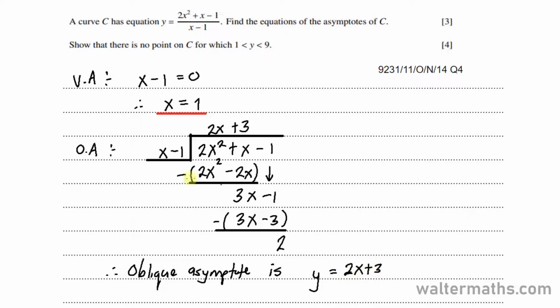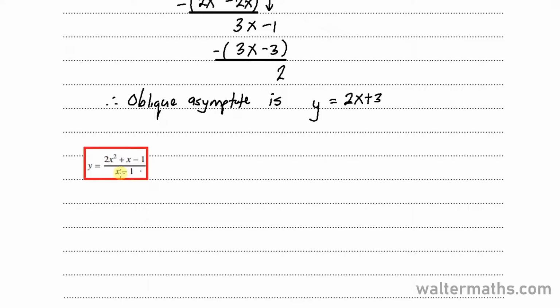Let's go on to the next part of the question. They say, show that there is no point on C for which y ranges between 1 and 9. Okay, so I think just by reading this, you can have the picture that this is the type of rational graph with oblique asymptotes where we have two turning points, just as I have shown you before. So I'm going to write the equation down. So y is equal to 2x squared plus x minus 1, and that's all over x minus 1.